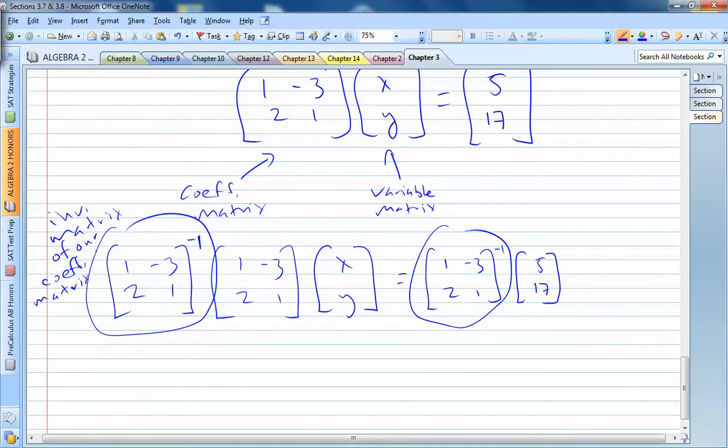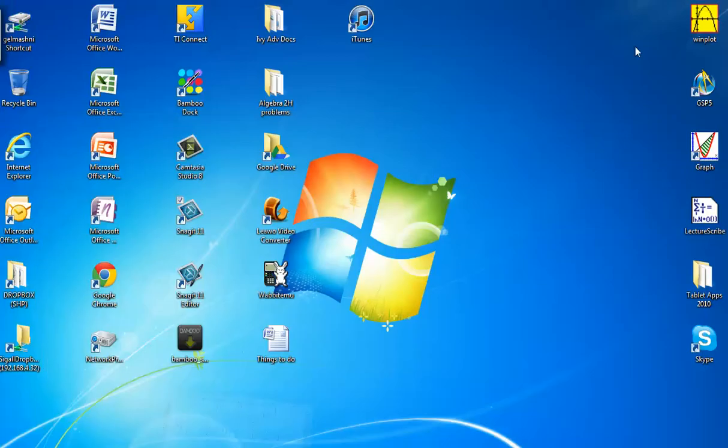And anything times its inverse just goes away. So if I multiply the inverse matrix by the coefficient matrix, it winds up becoming 1, 0, and 0, 1. And anything times 1 just becomes itself. So if I work out this side, let's actually do this in the calculator right now.